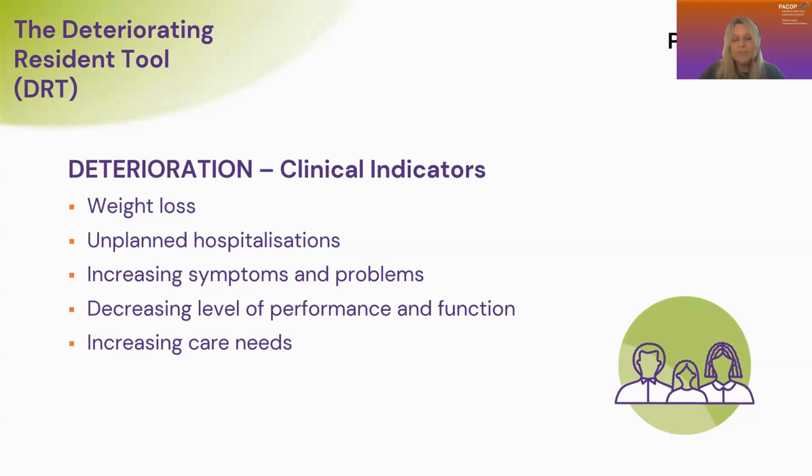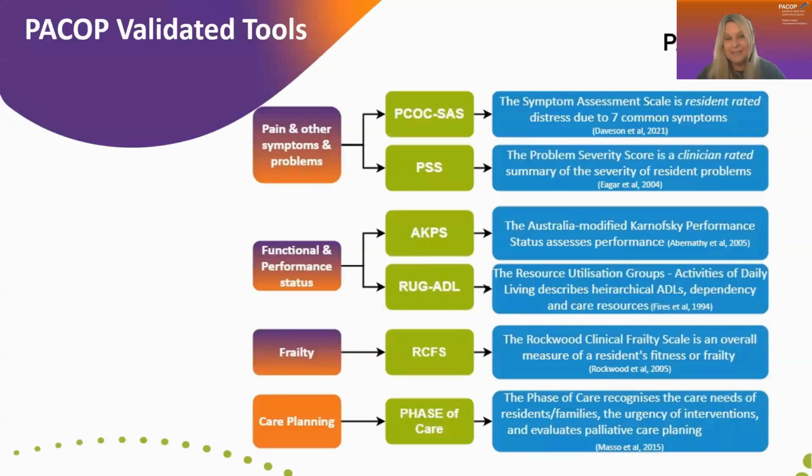The care staff are looking after them. It can easily slip us by that someone is having increasing care needs because the care staff are just making those small incremental changes as they're helping them every day. So we know these are all clinical indicators of deterioration. And guess what tools assess them and pick up all these things? It's the tools used in PACOP.